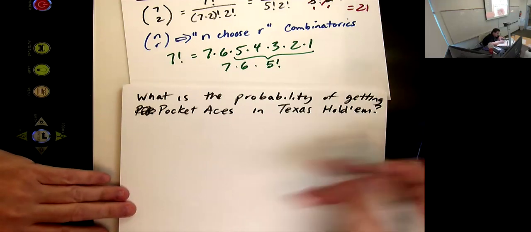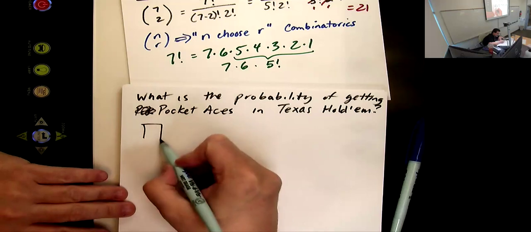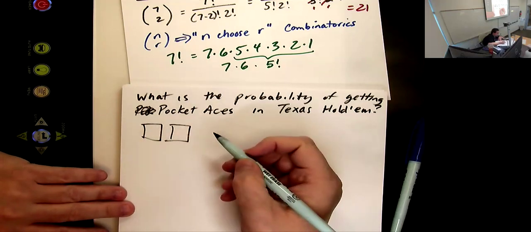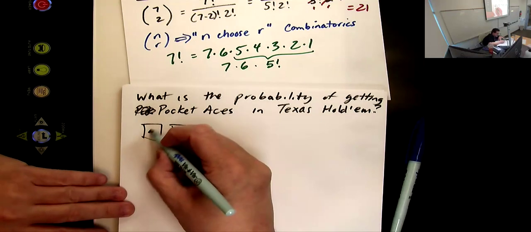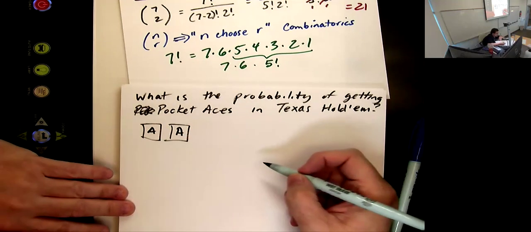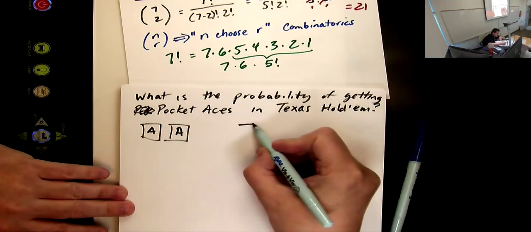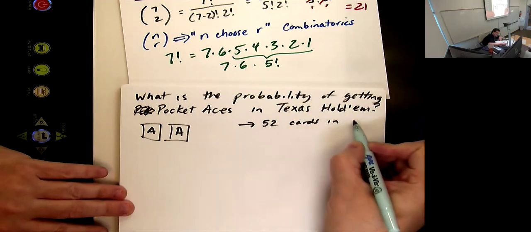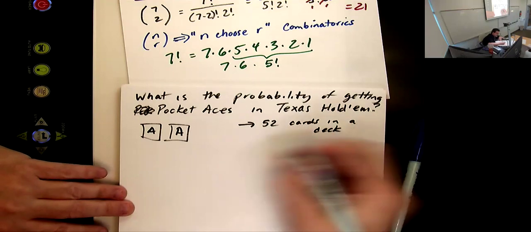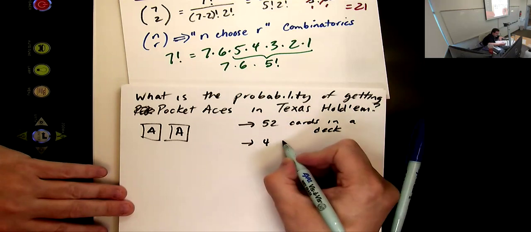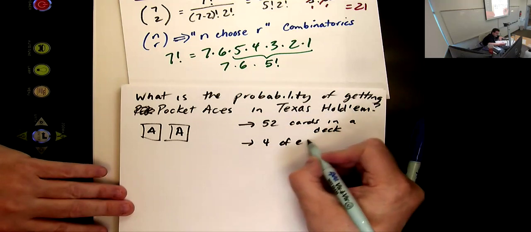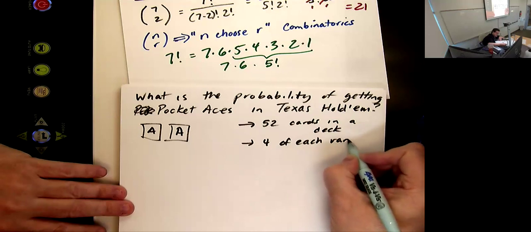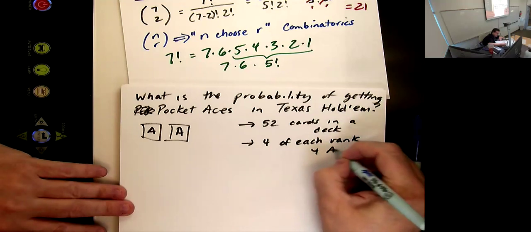So. What you need to know is you're dealt 2 cards face down. And we're trying to say, what's the probability this is an ace and this is an ace? You need to know there are 52 cards in a deck. You need to know that there are 4 of each rank in a deck. So which means there's 4 aces.